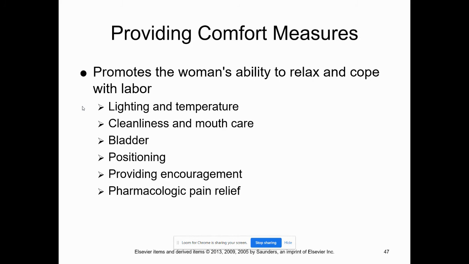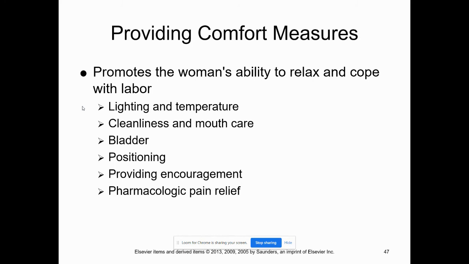Providing encouragement is very important, reminding the woman that her body knows what to do, that she's getting excellent assistance from her partner, and that everyone's there to help her have a beautiful baby, that kind of thing, reminding her she can do it, helping her breathe if she needs to, providing pharmacologic and non-pharmacological relief.